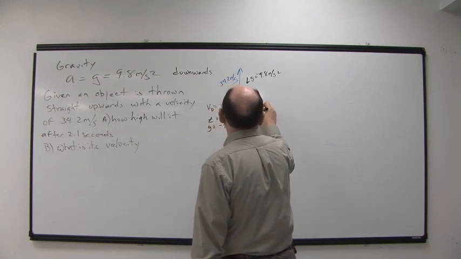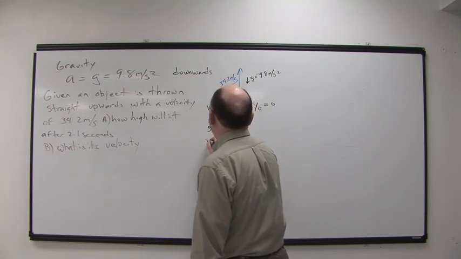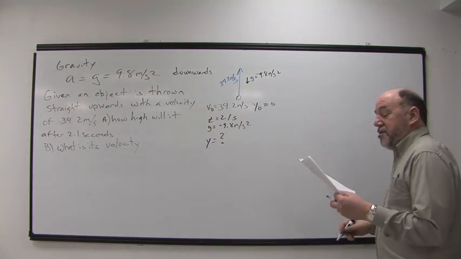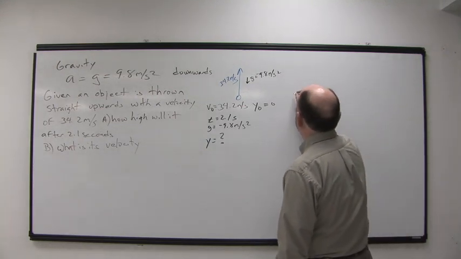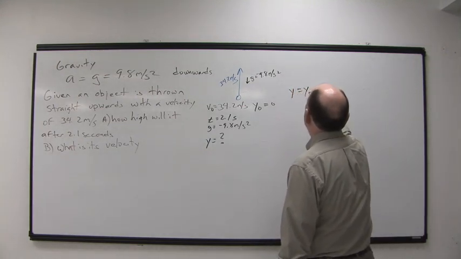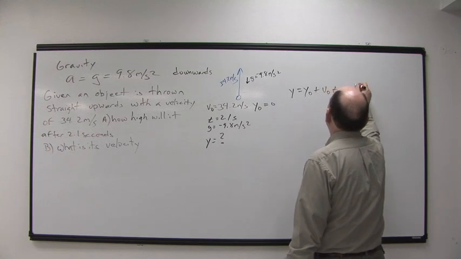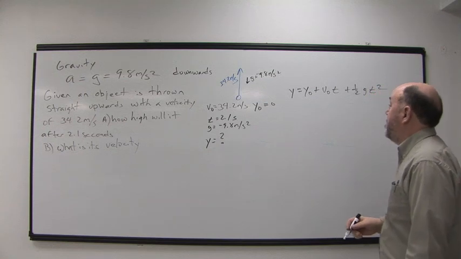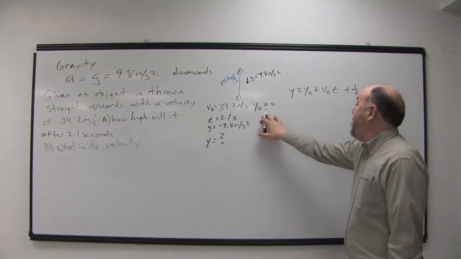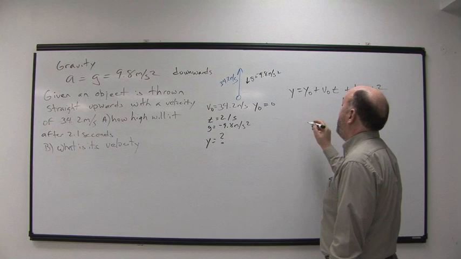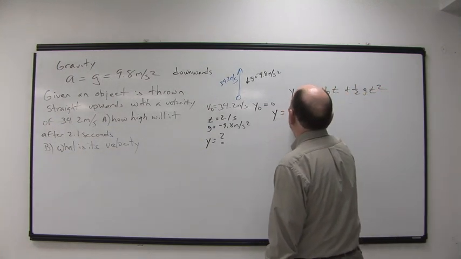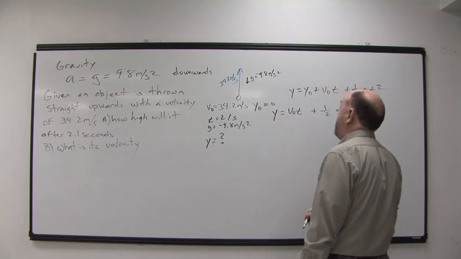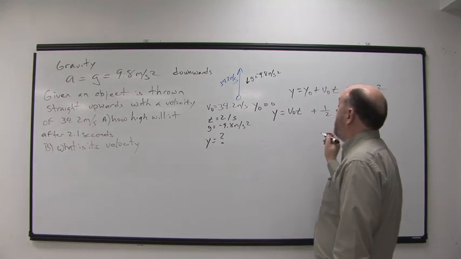y, and we know y naught is 0, our starting point, and we want to find y, which is how high up it is. So we go back to the equation we had, y equals y naught plus v naught t plus 1/2 g t squared. In this problem, y naught is 0, which means this term goes away, and so we get y equals v naught t plus 1/2 g t squared.